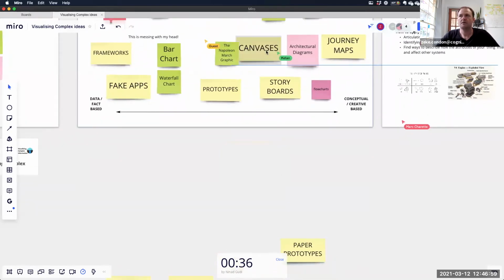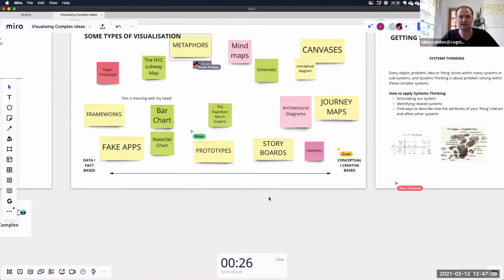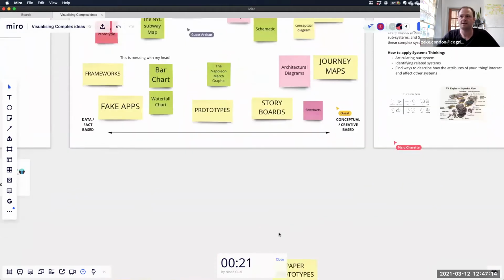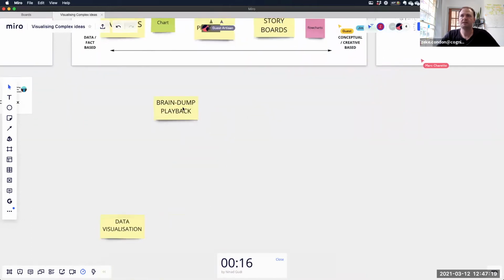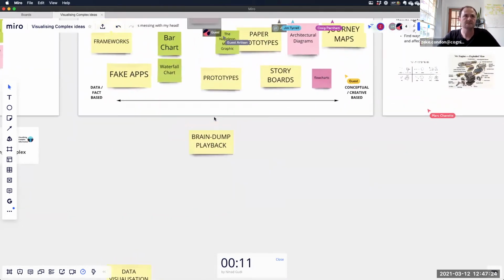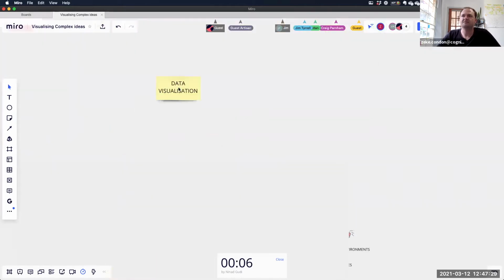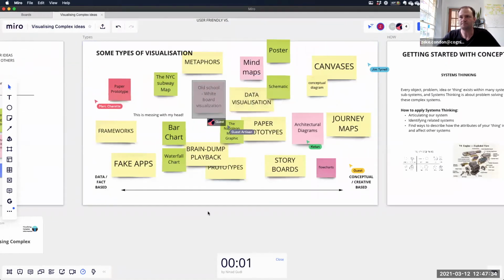Canvases. Now, talking about the concept behind a concept, similar to a framework, you've got these canvases that you see out there, like the business model canvas or lean canvas or value proposition. And there are millions of those canvases out there. Then paper prototypes, a brain dump playback, so just taking a whole bunch of post-it notes and putting them back to someone with grouping. Data visualization, and then you can go into a whole range of other things around data visualization. Cool.